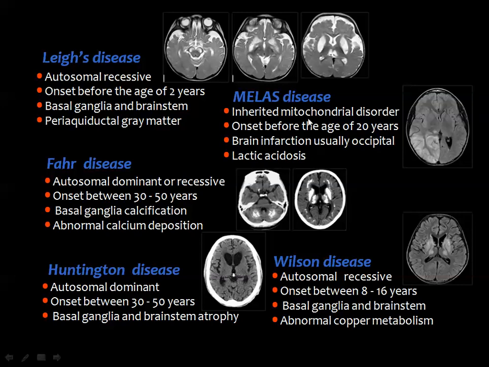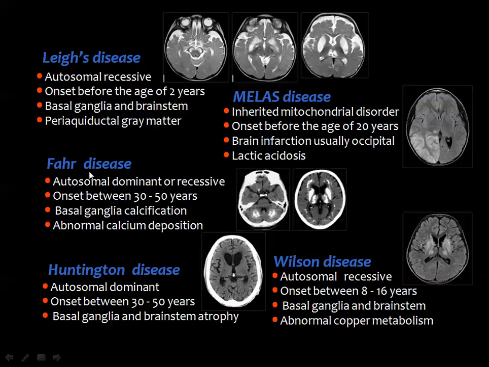Then the MELAS syndrome or MELAS disease is an inherited mitochondrial disorder. The onset of the lesions will appear before the age of 20 years, and this will be in the form of brain infarction, which is usually in the occipital region but can occur anywhere in the brain. As I have mentioned, there are three ways to confirm the diagnosis of MELAS. Number one, the presence of ischemic stroke at a relatively younger age. Number two, the presence of lactic acidosis. And number three, the muscle or brain tissue biopsy.